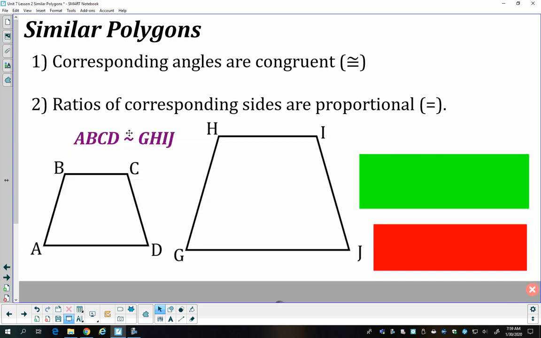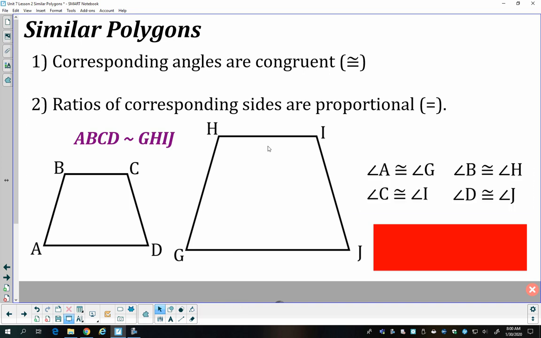So here I have two similar polygons. This little squiggly in the middle means similar. So ABCD is similar to GHIJ. And just like when we were doing congruent triangles, the names of those polygons is so important because it tells us what pieces correspond. So the first letter A in this polygon corresponds to G, B with H, C with I, and D with J. So those tell us what angles should be congruent. A and G, B and H, C and I, D and J. So the angles are congruent.